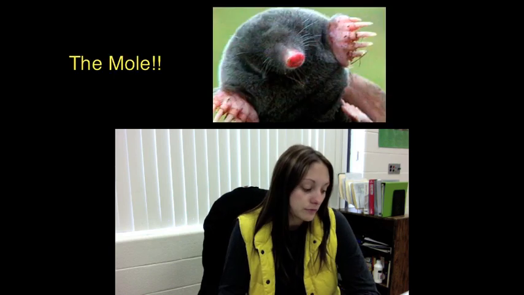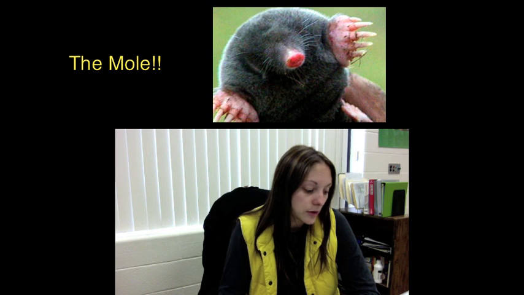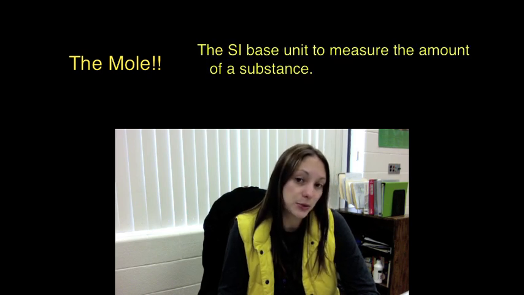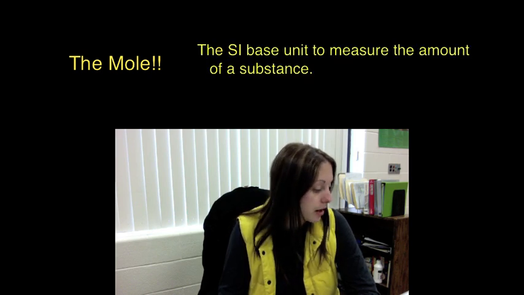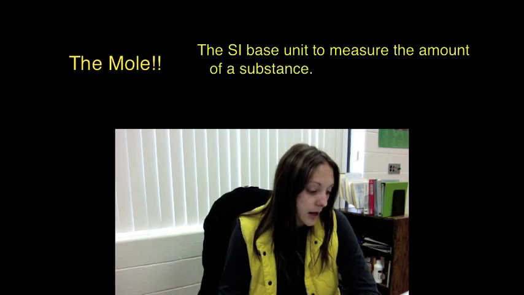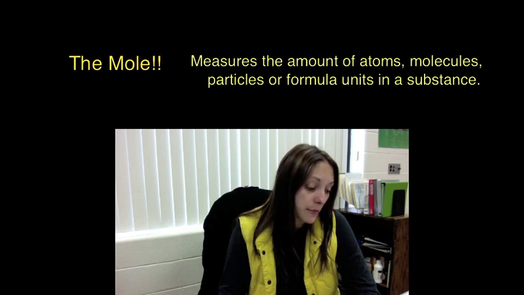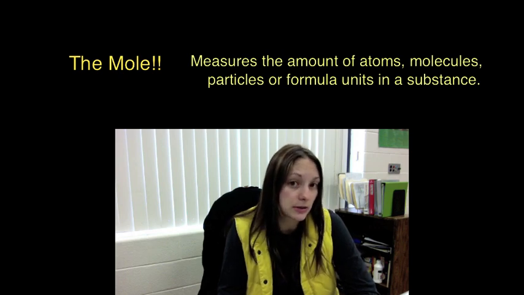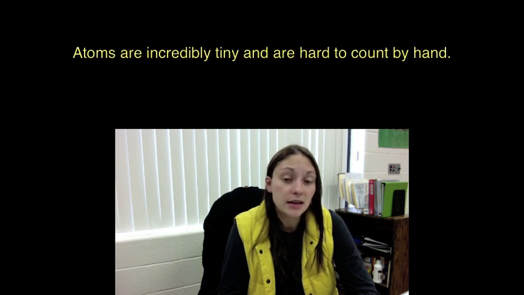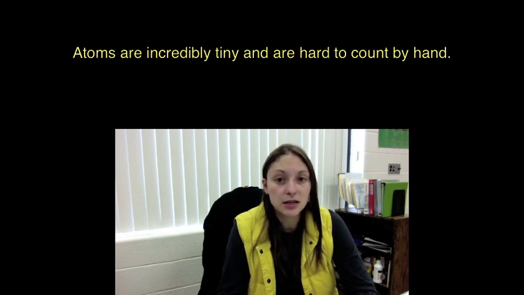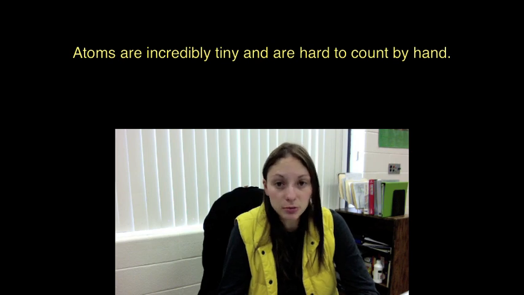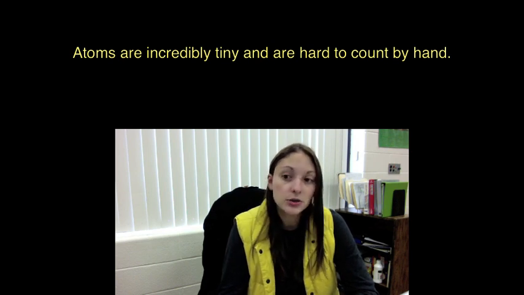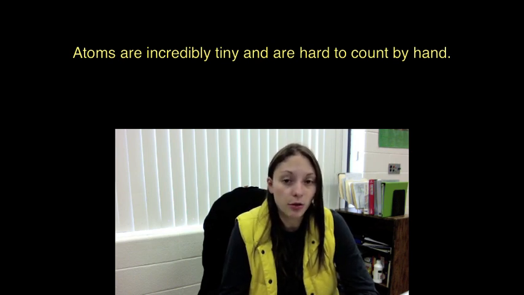Well, just like those counting units, we have a counting unit for matter. We have what's called the mole, and it is the SI base unit to measure the amount of a substance. A mole just measures the amount of atoms, molecules, or formula units that are in a substance. We need this mole unit because atoms are so tiny. I mean, we can't see an atom. We have to have really expensive, really large microscopes to be able to see an atom. So I don't want to have to sit there and count them all through a microscope.